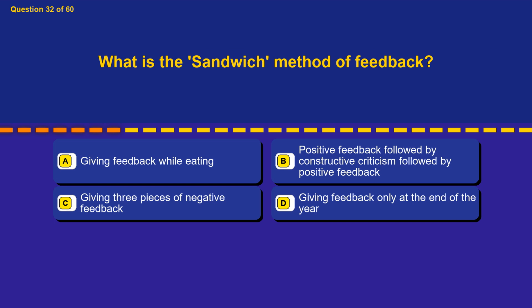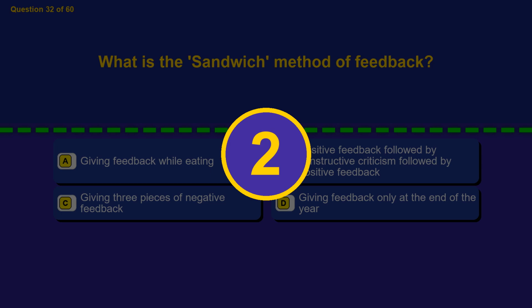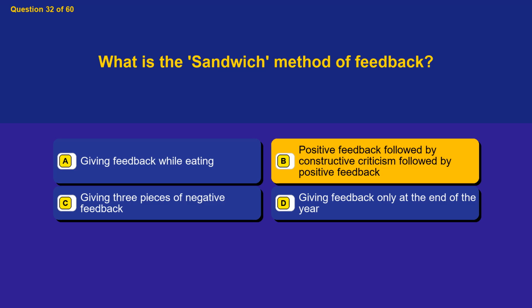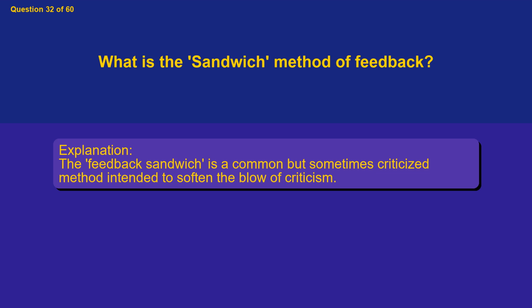Option A, giving feedback while eating. Option B, positive feedback followed by constructive criticism followed by positive feedback. Option C, giving 3 pieces of negative feedback. Option D, giving feedback only at the end of the year. The correct answer is option B, positive feedback followed by constructive criticism followed by positive feedback. The feedback sandwich is a common but sometimes criticized method intended to soften the blow of criticism.